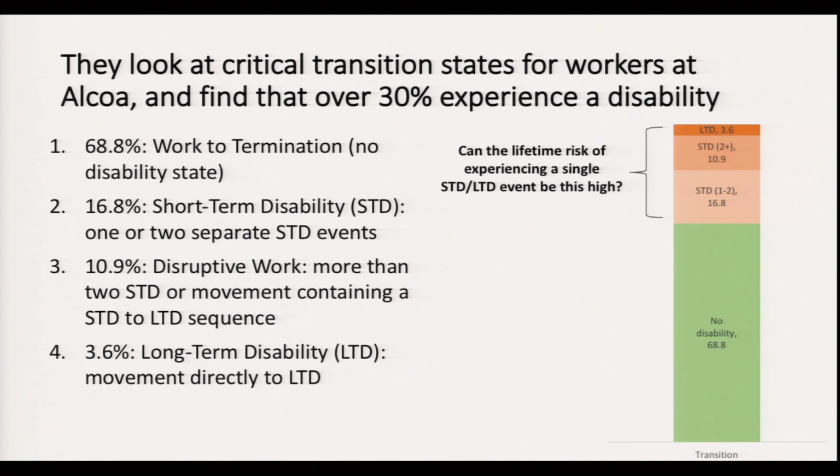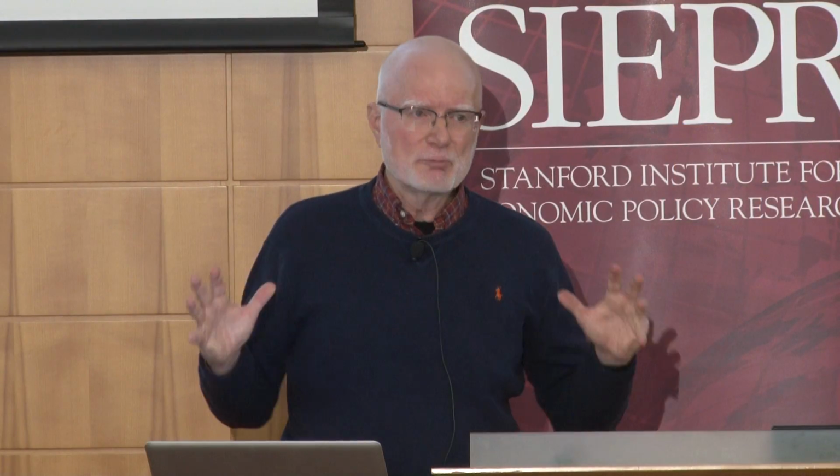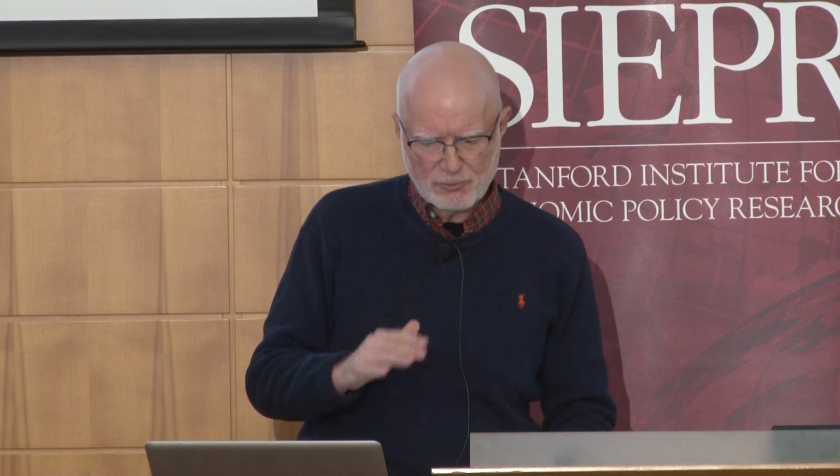And then they find, in fact, that 16.8% are experiencing up to 2 separate short-term disability events, which are separate. They're not part of the same thing. 10.9% have this disruptive work. It's really hard for me to unpack what's going on in this disruptive work because it's sort of more than 2 STDs or a movement containing an STD plus an LTD. But then they talk about the 4th sequence, which is the one that makes a lot of sense to me, moving right from work to long-term disability.